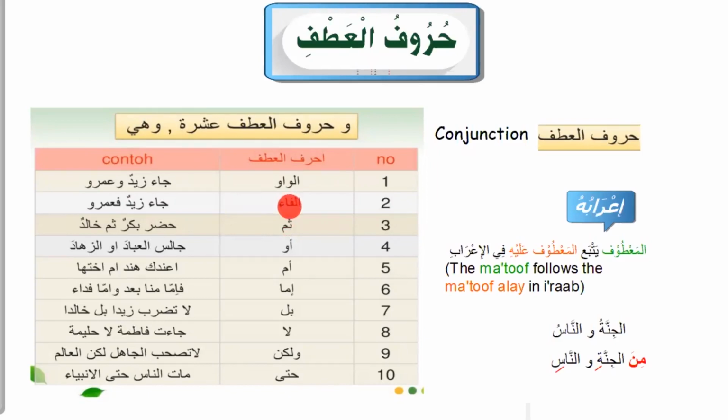Without any waste of time, but this "summa" means there is a time span. I hope that is clear. So please note the difference. But both mean "then".